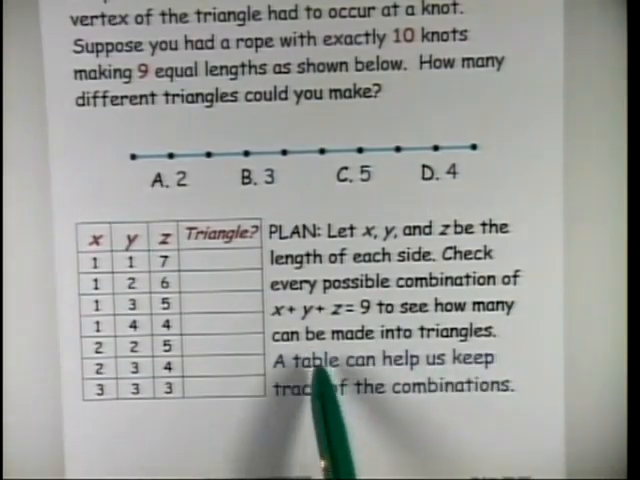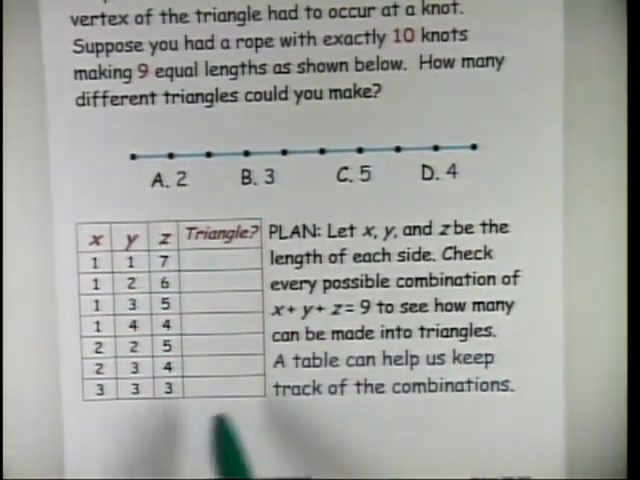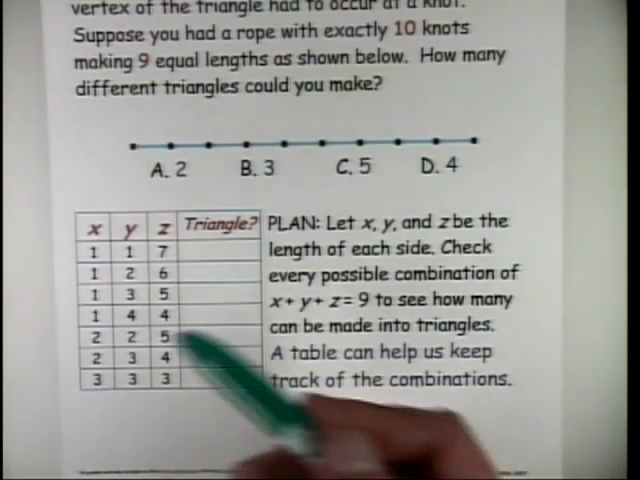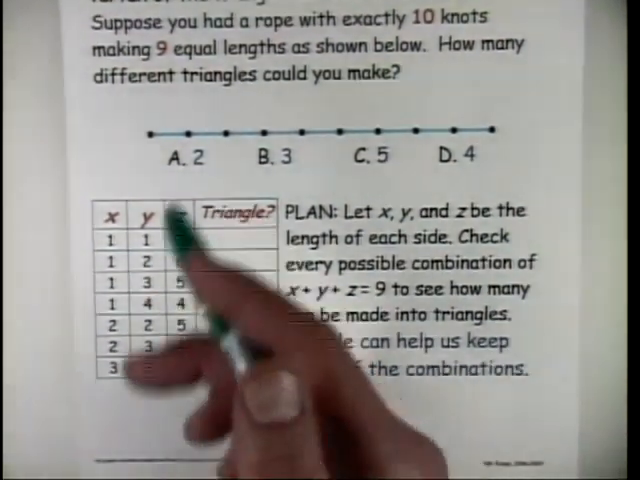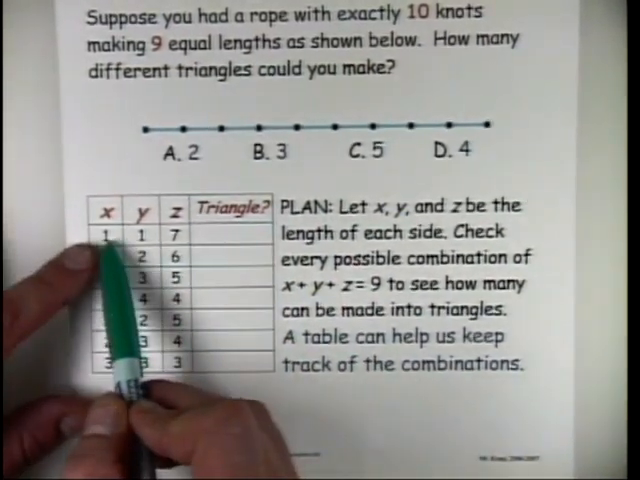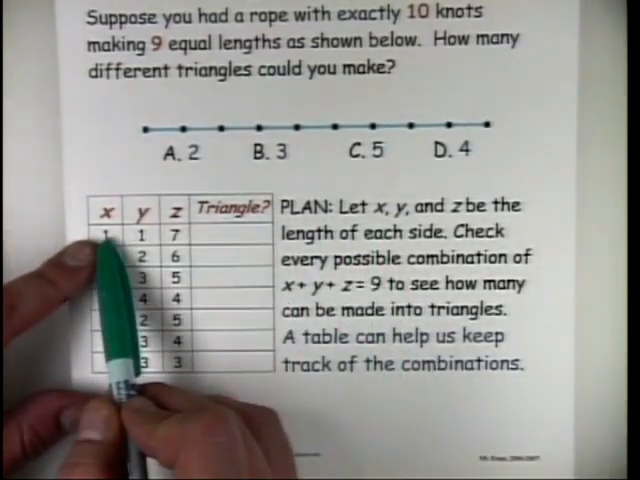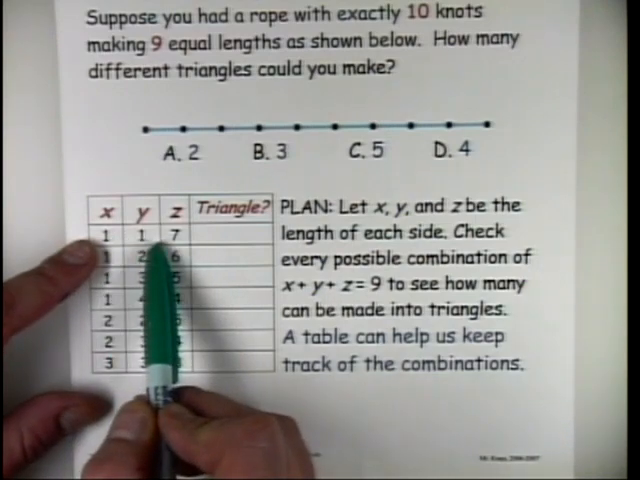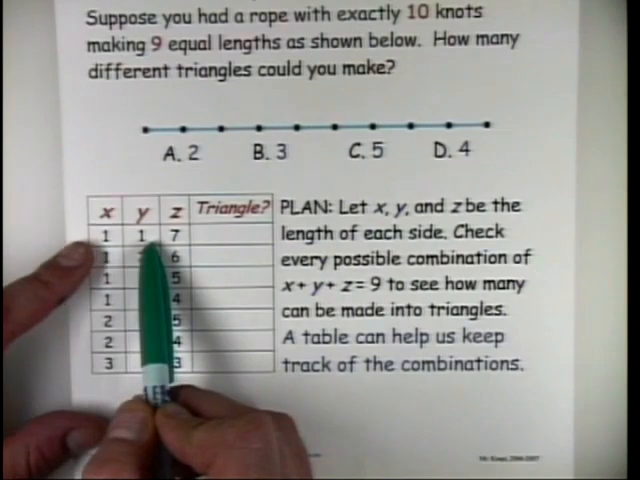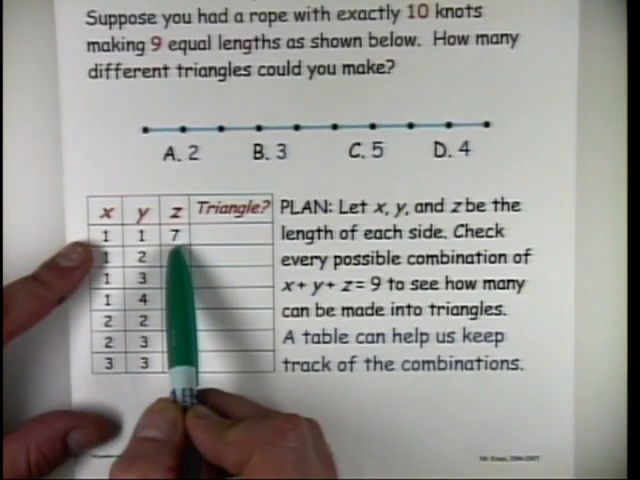Now to see how many triangles we have, we're going to use a table to help us keep track of the combinations. And setting up the table itself is a skill. I have it set up just to save a little bit of time, but basically we're going to systematically let x, our smallest side, be the smallest number, and we're going to let y be the smallest possible number. So that gives us a side length of 1 and 1, and then because they have to add up to 9, the other side would have to be 7.